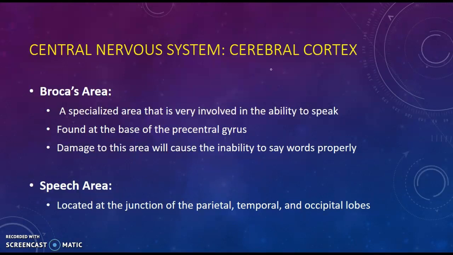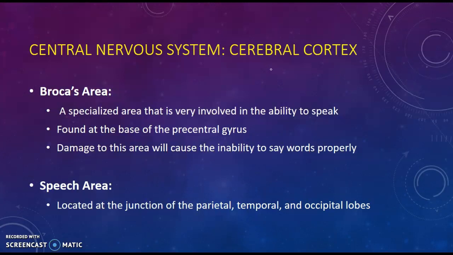This is an area where if you damage it, it's going to be really hard to say what you want to say. You know what you want to say, but it's really difficult to get the words that you want to say out. So if someone has a stroke and damages this area, they're able to interpret speech. They're able to understand what someone is saying to them. They just can't get the words out that they want to provoke back to them.